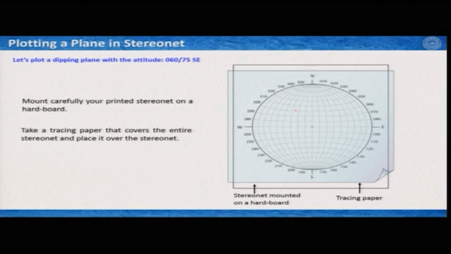In this case, we have the example of a dipping plane with the data 060/75 degree southeast. That means, its strike is 60 degree, it dips 75 degree towards southeast direction. Now, the initial steps are very similar. That means, you have to mount carefully your stereo net on a hardboard, and then you have to find a tracing paper that covers the entire stereo net, and then you place it over the stereo net.